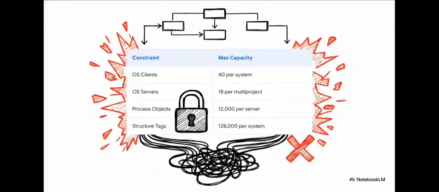And once that topology is set, you must respect the hard engineering boundaries. There are some incredibly strict caps here, like the hard limit of 12,000 process objects per OS server. You literally cannot ignore constraints like that. If you try to exceed these plot limits, your architecture will bottleneck and eventually it's just going to fail.